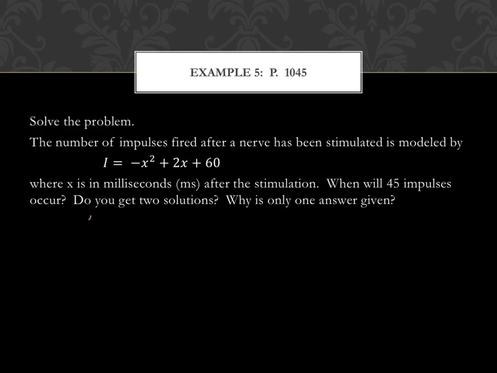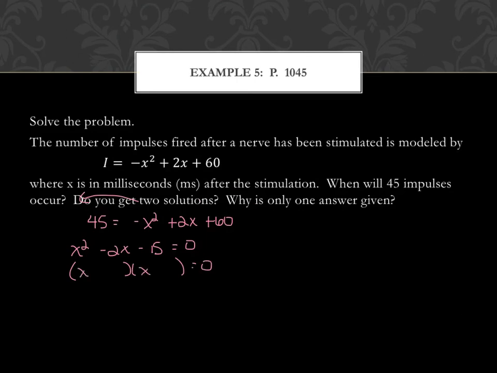So we're going to write this as 45 equals negative x squared plus 2x plus 60. So if I move everything over to this side, then that's going to be x squared minus 2x, and then subtracting 60, so negative 60 plus 45, negative 15 equals 0. Three times 5 is 15, negative 5 plus 3 is negative 2, so x equals negative 3 and x equals positive 5.